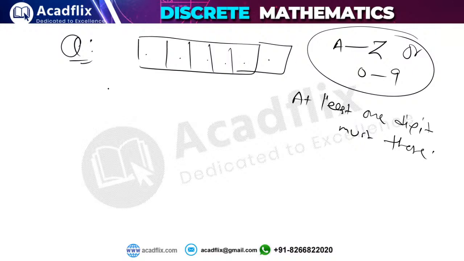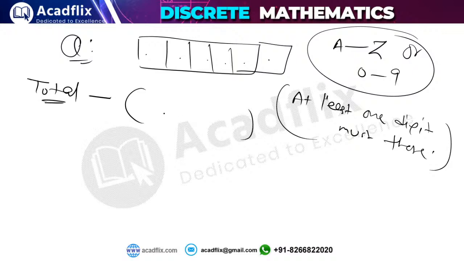Let's see, this is the way to solve this question. First you find the total passwords without this condition, and then you subtract those passwords in which there is no digit.